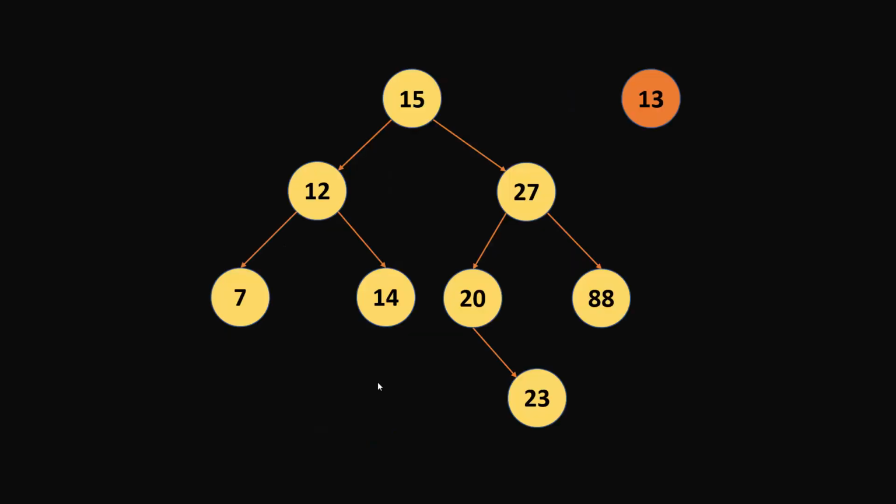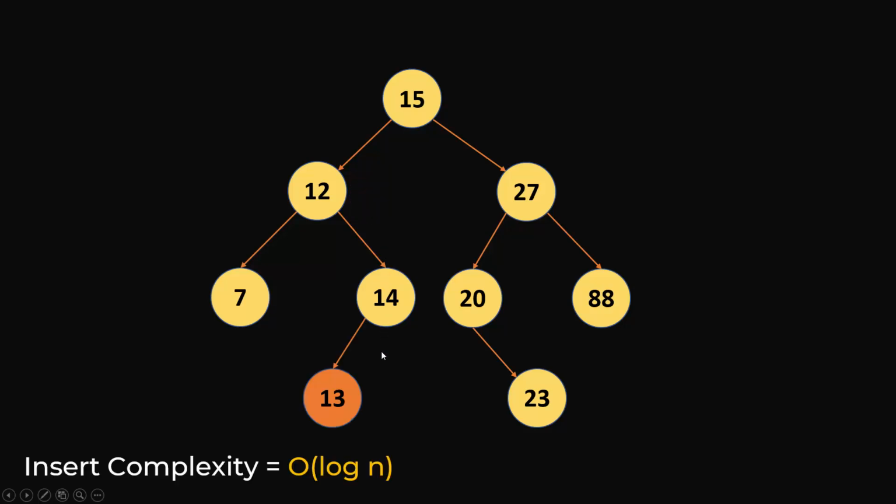Now let's talk about inserting an element. Let's say you want to insert number 13 in this binary search tree. What you can do is first compare it with 15. You know that 13 is less than 15, hence you want to put it in a left subtree. So you will come here. Now you realize that 13 is greater than 12, so it will go in a right subtree. Then you come to 14 here, and 13 is less than 14, so you insert it in a left subtree of 14. Here the insertion complexity is also order of log n.